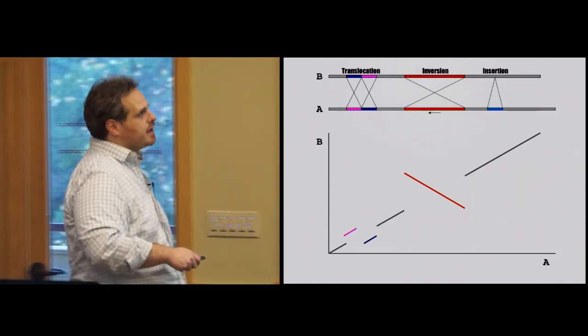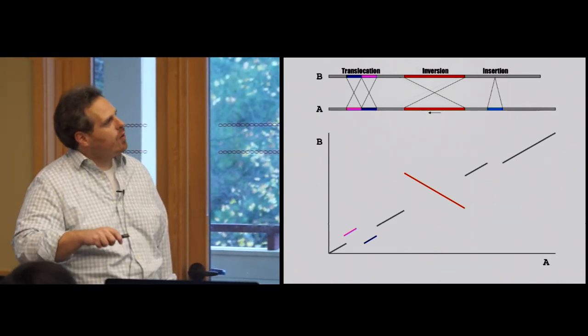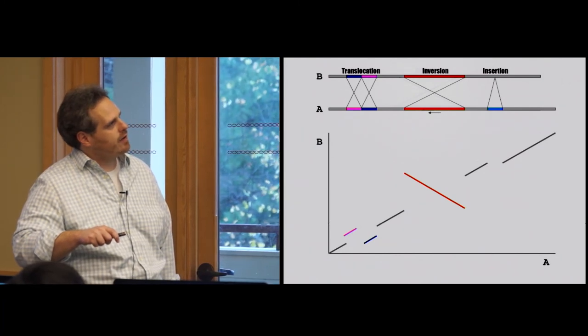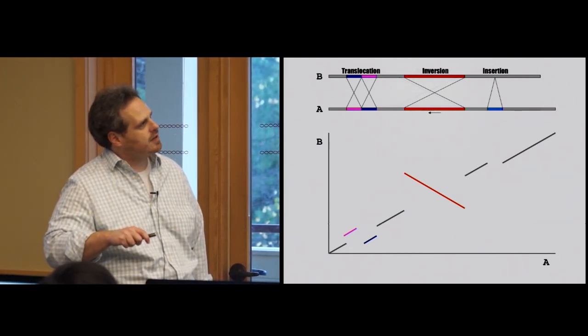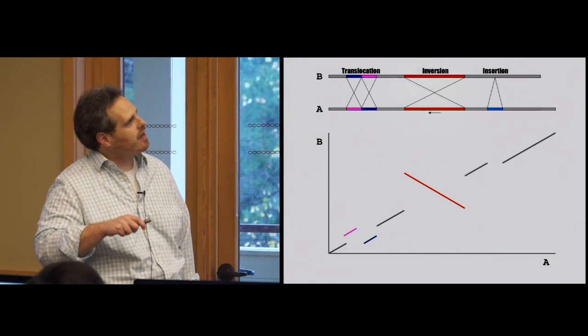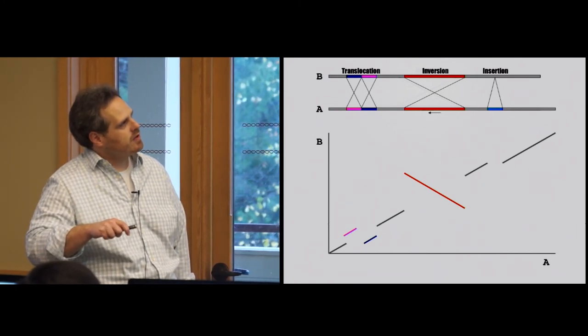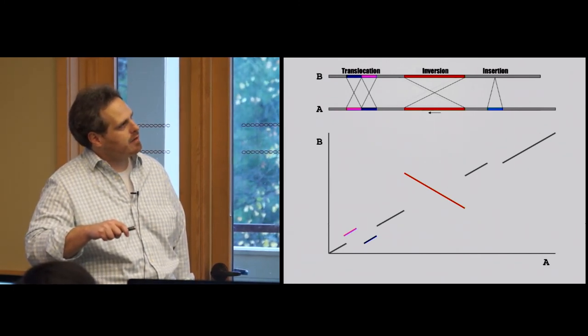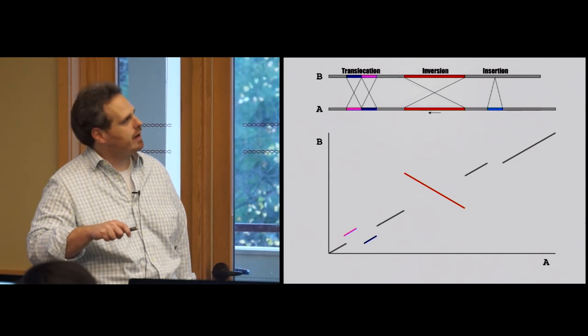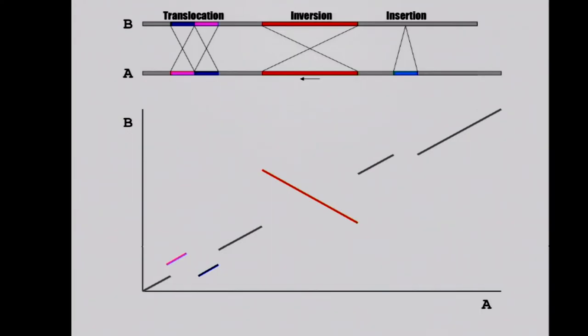If we have, say, a pure insertion, we're going to start on the diagonal. Now, this is an insertion in A. So this is a sequence that exists in A that does not exist at all in B. That means there's going to be a gap to the right, a jump to the right here. And whatever this sequence corresponds to down here is the sequence that was inserted relative to B.